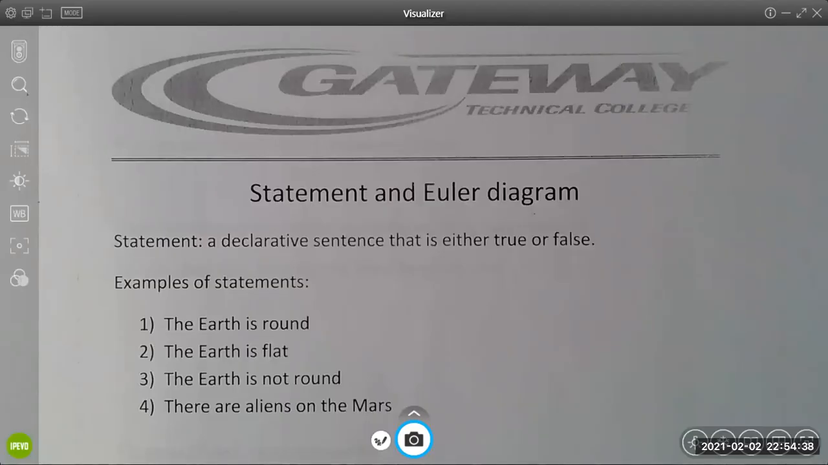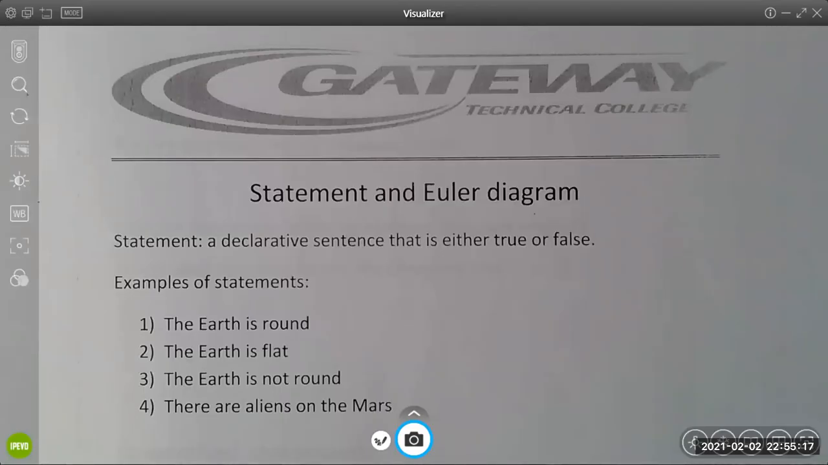Second one, the earth is flat. Basically, it's the same as the first one. And the truth is, it is either flat or not flat. So as a result, this sentence can only be true or false, one of those two. The third one, the earth is not round. Even though this is a negation of the first one, in terms of being a statement, there's no difference, because the outcome of this sentence, the earth is not round, can only be one of the two. Either it is true or it is false, no other possibilities.